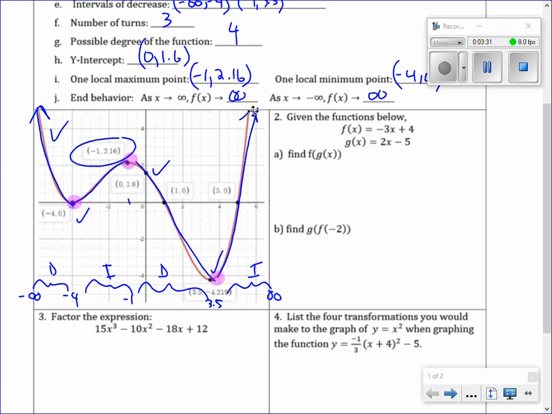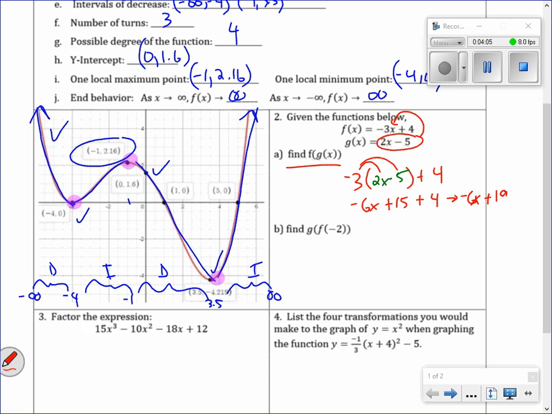This is composition of functions. So remember, when something says f of g of x, like letter A does, we're going to take g and plug it into f. F is the boss. So I have -3. I'm going to put something there, plus 4. So what I'm going to put in that empty space is 2x minus 5. I'm just going to work it out. So -3 times 2x is -6x. -3 times -5 is plus 15. And I have this plus 4. So when I'm done, I'm just going to simplify. My answer would be -6x plus 19.